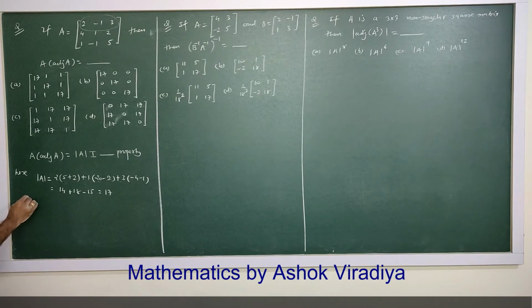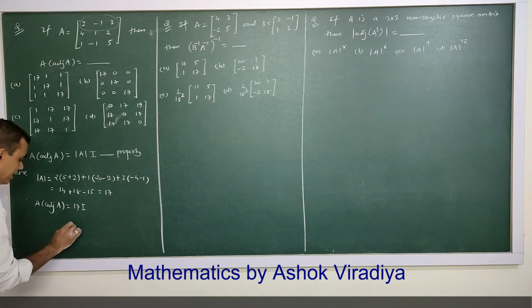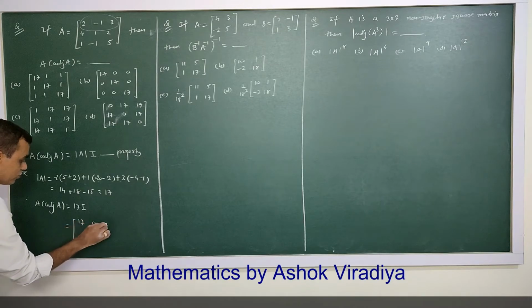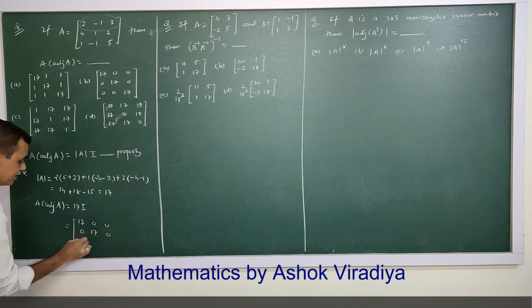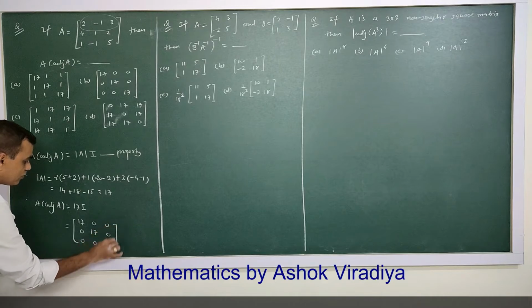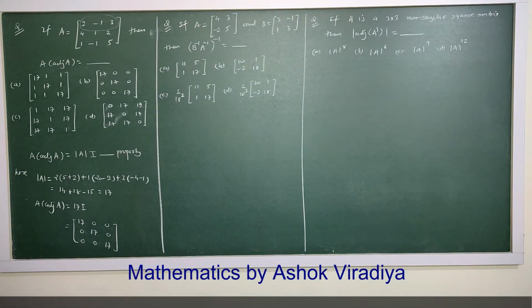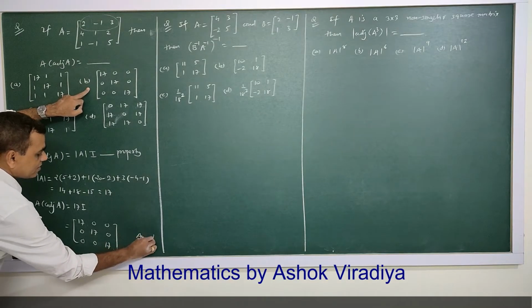So therefore, A into adjoint of A is 17 times identity matrix. So it is 17 0 0, 0 17 0, 0 0 17. So it is B. So answer is B.